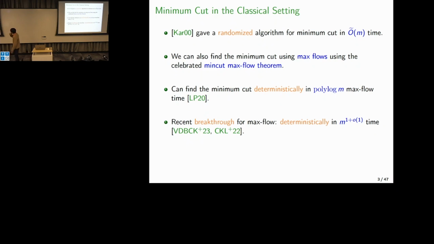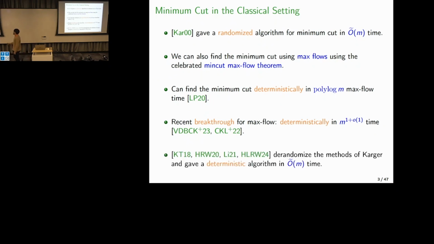Right? Okay, and final small thing. I don't like this little o here. Can we get rid of it? Can we get to O tilde m? And note that the tilde over here is hiding polylog factors in n. Okay. And so yeah, it turns out there was this long line of work that de-randomized the methods of Karger, and so they give a deterministic algorithm in O tilde m time.